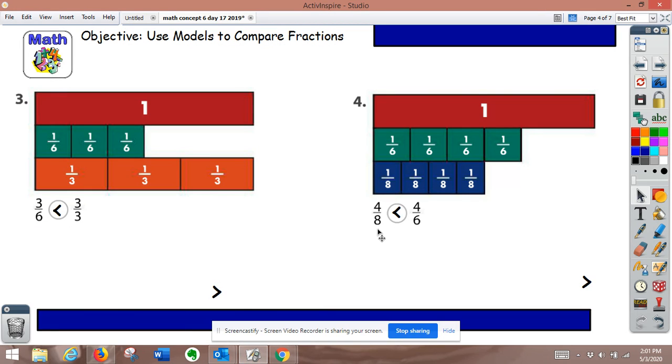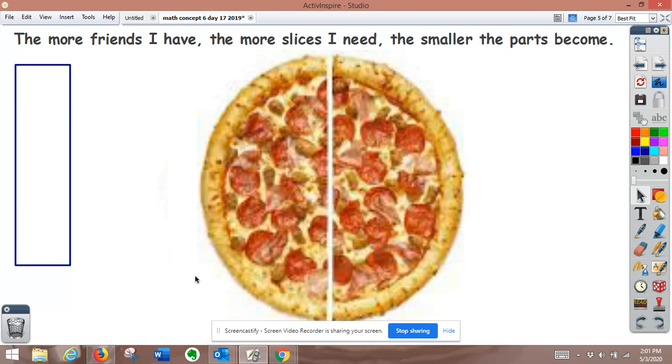Okay, remember we were noticing that the larger the denominator, the smaller the pieces. Now, let's say Oliver and I were going to have a pizza. Just the two of us. We divide it in half there. We each get 1/2 of the pizza. Okay? That's not bad.